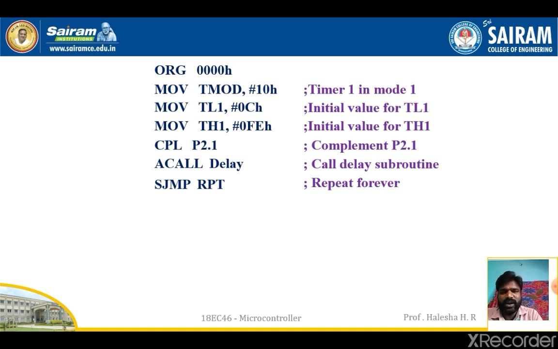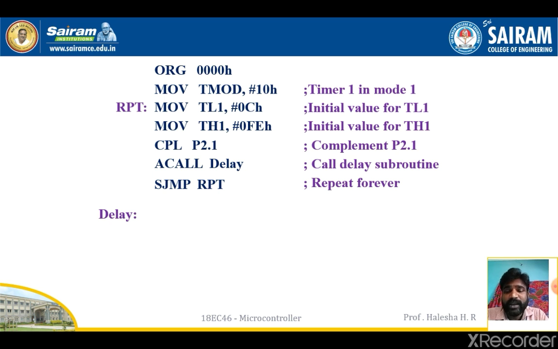Otherwise, if it is required to generate a certain number of pulses, here we use the instruction DJNZ, where the number of pulses needed is loaded into a register. Here repeat goes to load the initial value again. Now we'll write the delay routine. The initial value is loaded. First, the TMOD register is initialized and the initial value is loaded.